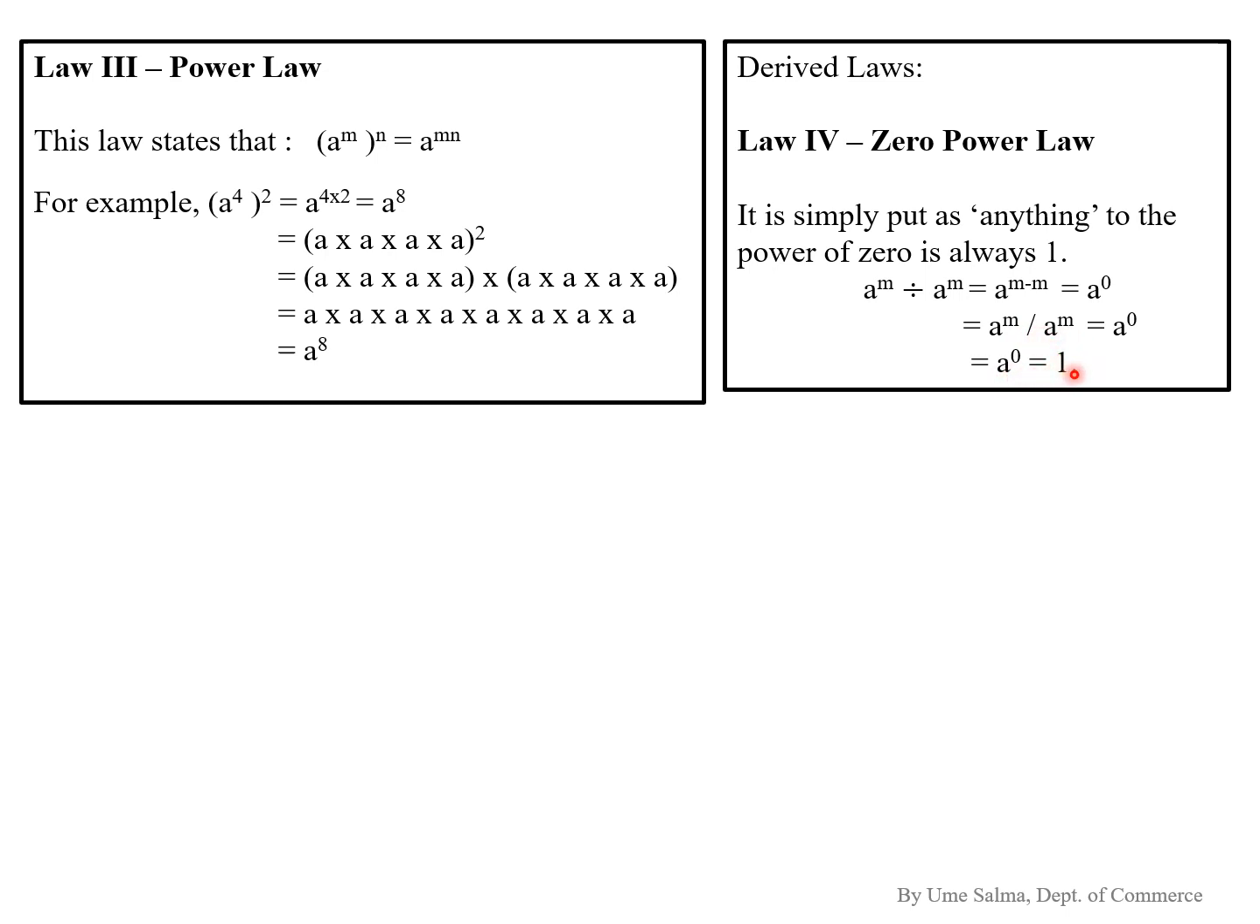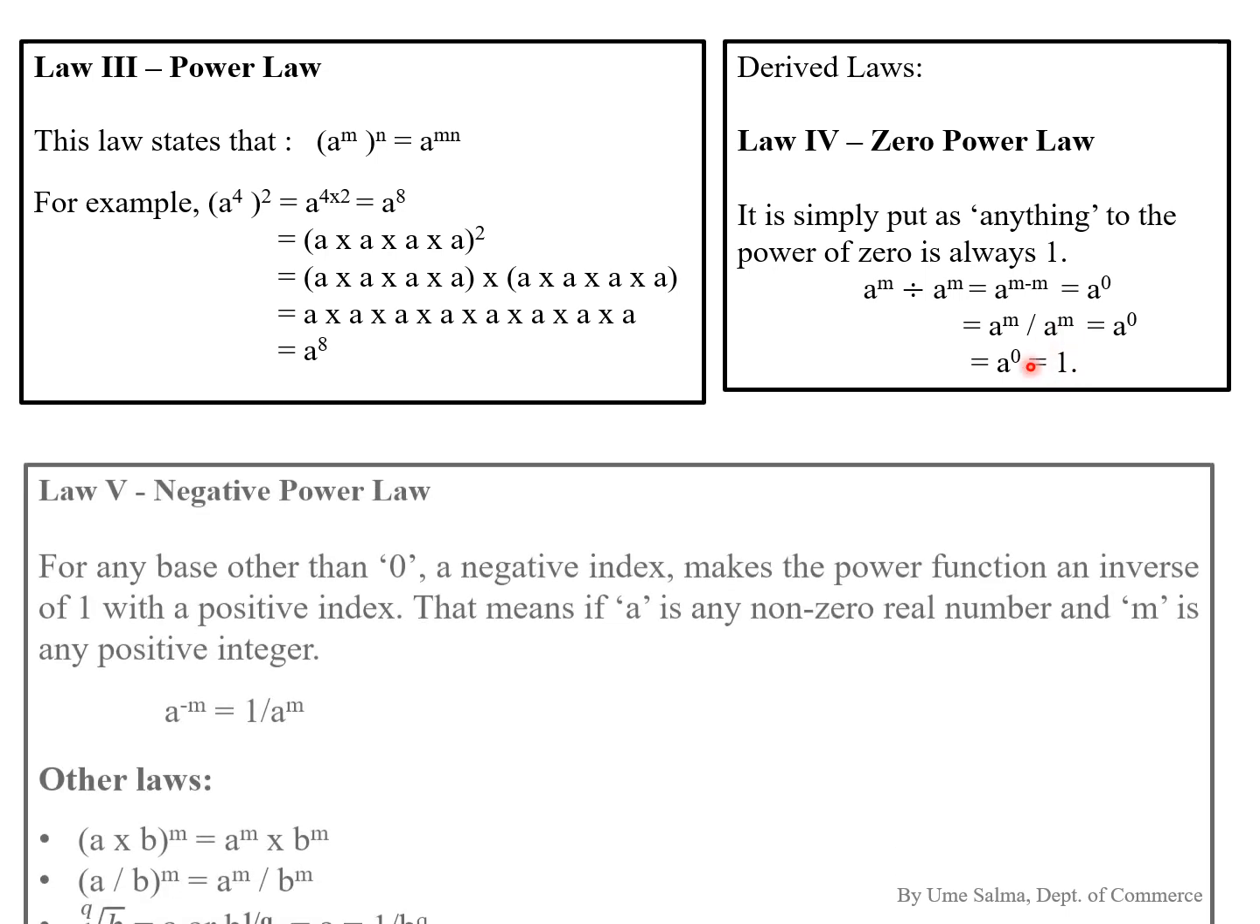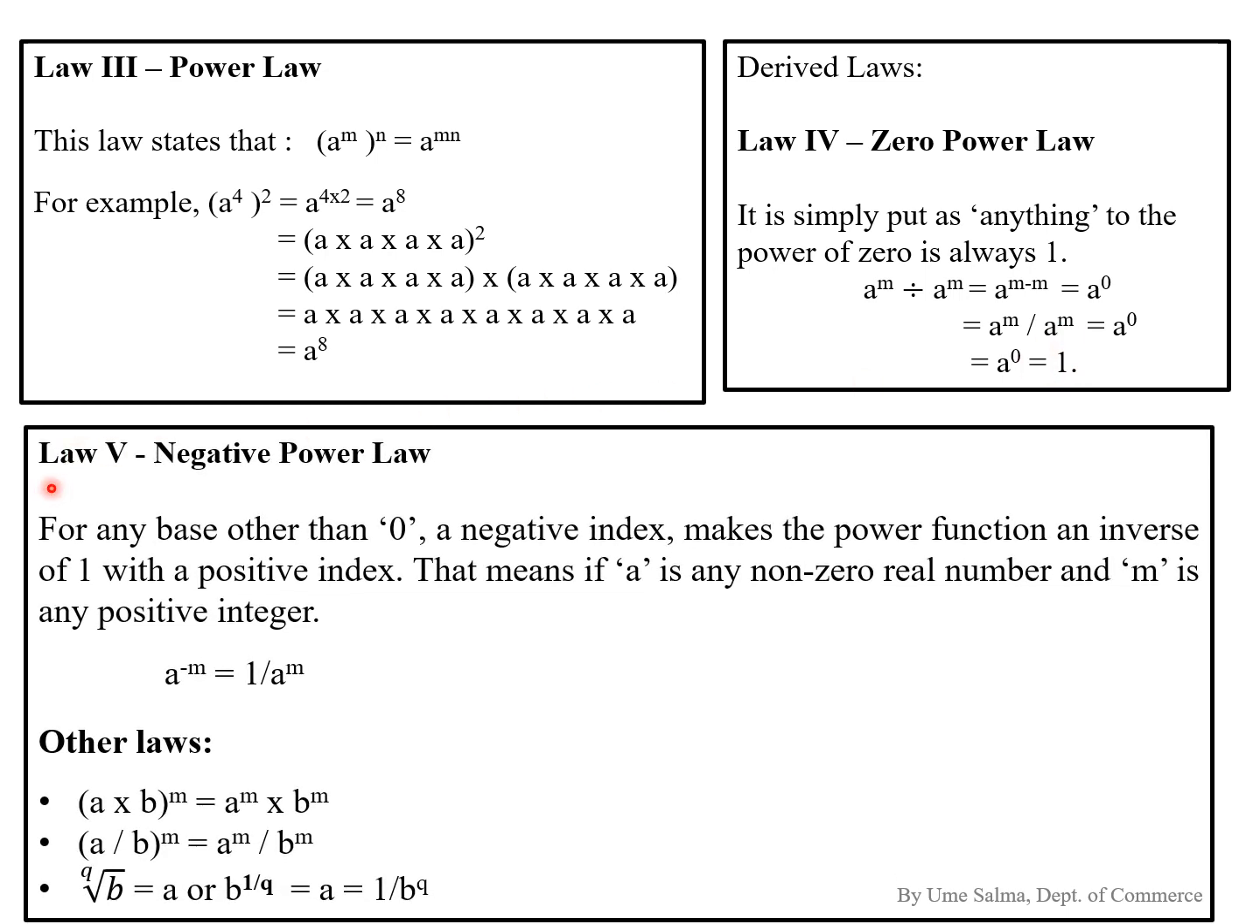Let us look at law 5, negative power law. That means your power here has a negative sign. For any base other than 0, a negative index makes the power function an inverse of 1 with a positive index. That means if a is any non-zero real number and m is any positive integer, then it can be written as a to the power minus m.